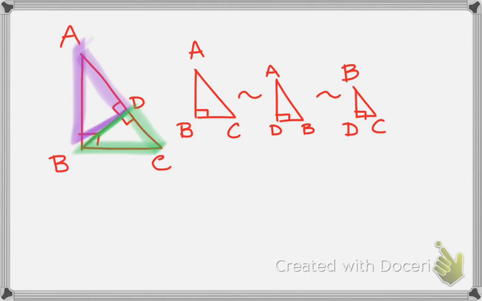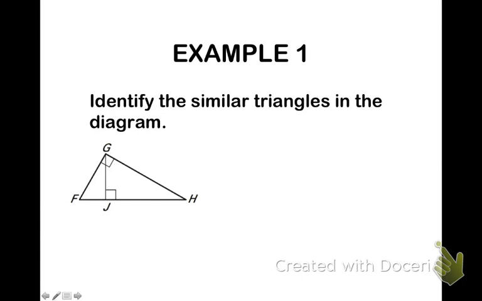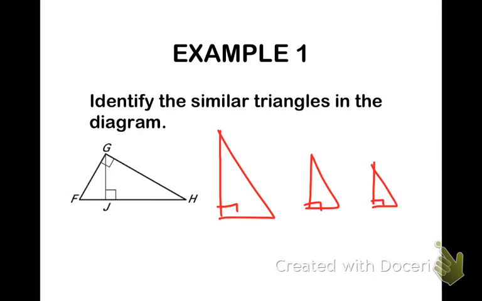Okay. So I wanted to write a similarity statement. I could say triangle ABC is similar to triangle ADB, which is similar to triangle BDC. All right, which is what we're going to do in the first example. So let's see if we've got this. Here I have triangle GFH. Now, just to simplify my life, I don't care about the original orientation of the triangle. I just always make my triangles look like this, with the long leg on the left and the short leg on the bottom.